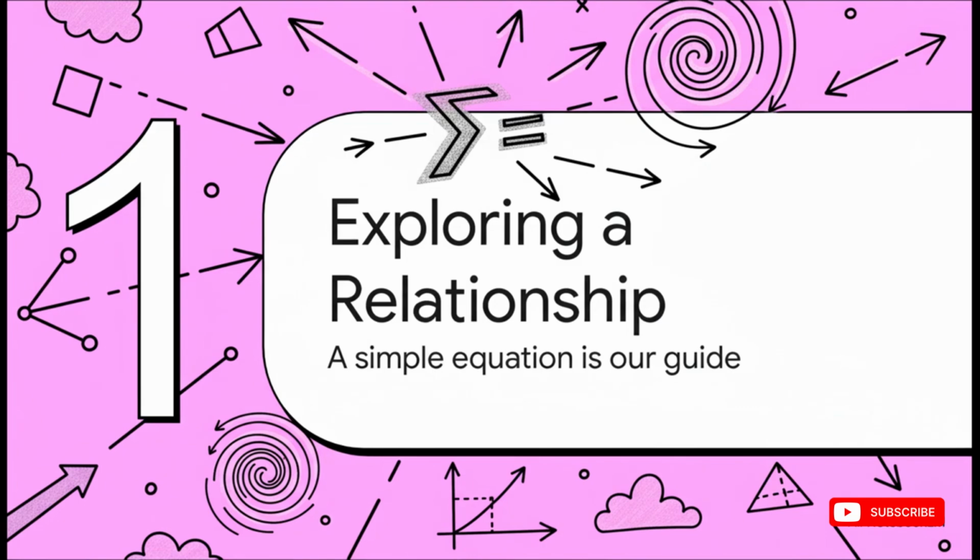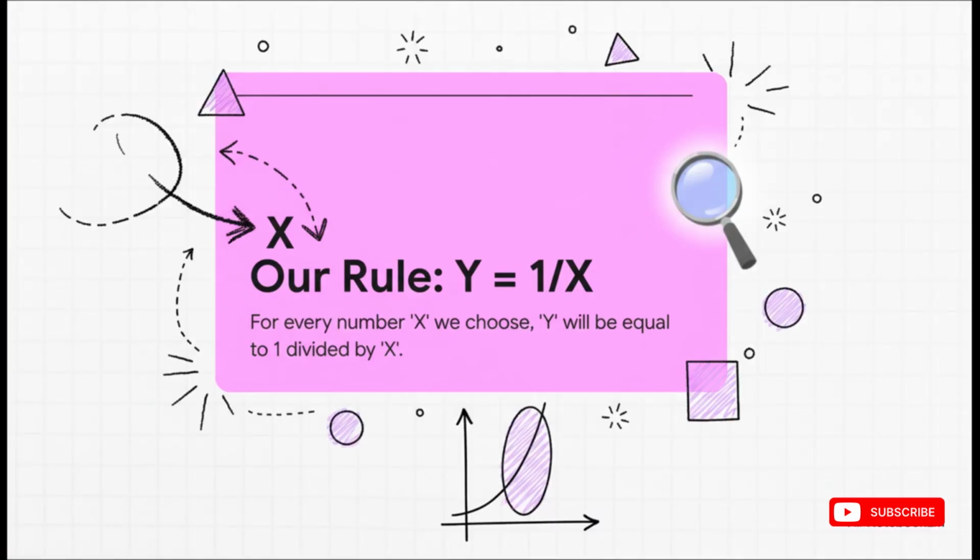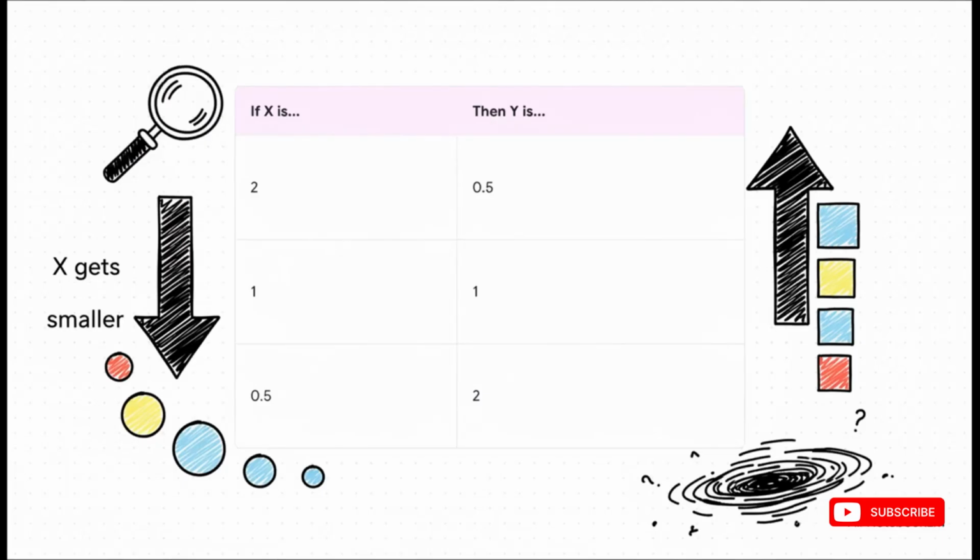Okay, so to really get our heads around this breakdown, we're not going to whip out any crazy formulas, don't worry. We're just going to use one super simple equation as our little guide to explore this very strange territory. And here it is, our rule for this whole adventure. y equals 1 divided by x. That's it. Whatever number we decide to plug in for x, this little equation spits out the answer for y. Simple enough, right? So let's kick the tires a bit.